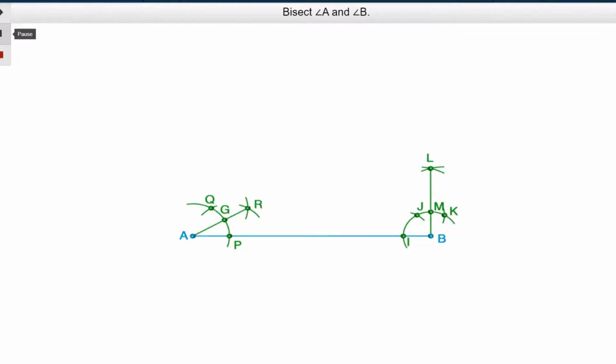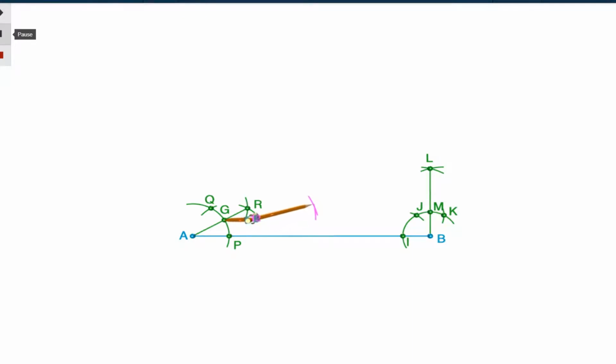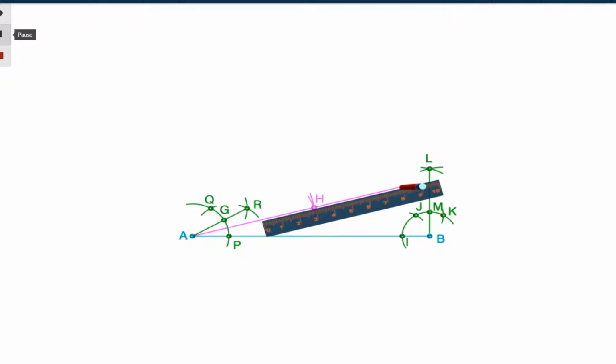Now we have to bisect angle A and angle B. Means we have to bisect angle A, means we have to bisect arc PG. So with centers P and G and the same, convenient radius, draw arcs which cross each other at some point. Name it H. So AH is the angle bisector of angle A.